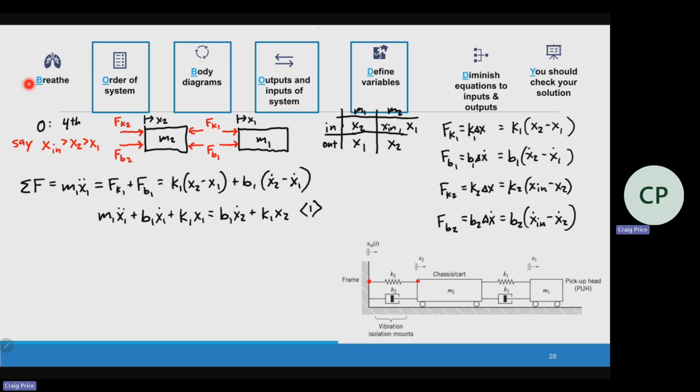Okay, now we're going to move on to mass 2, which has 4 different forces. So it's going to be a little bit more complicated. We do sum of forces equals M2 X2 double dot. We have a positive FK2 and FB2. And then we have the negative ones. So now we put our definitions in.